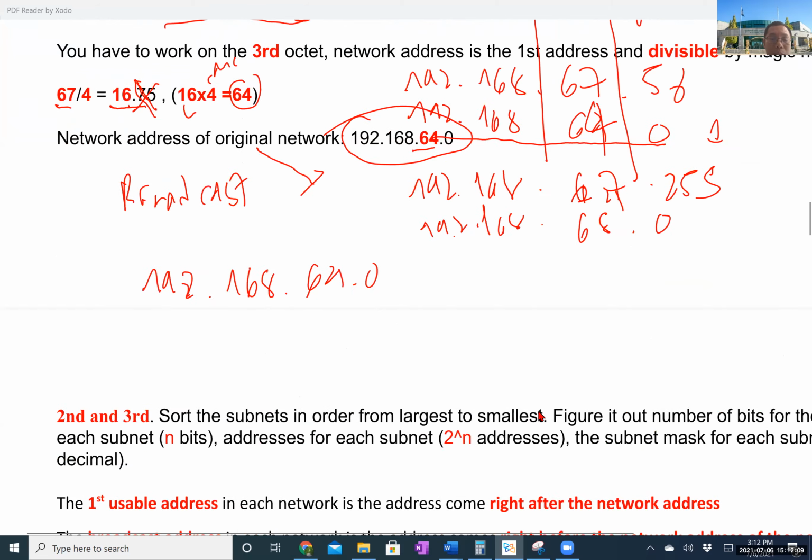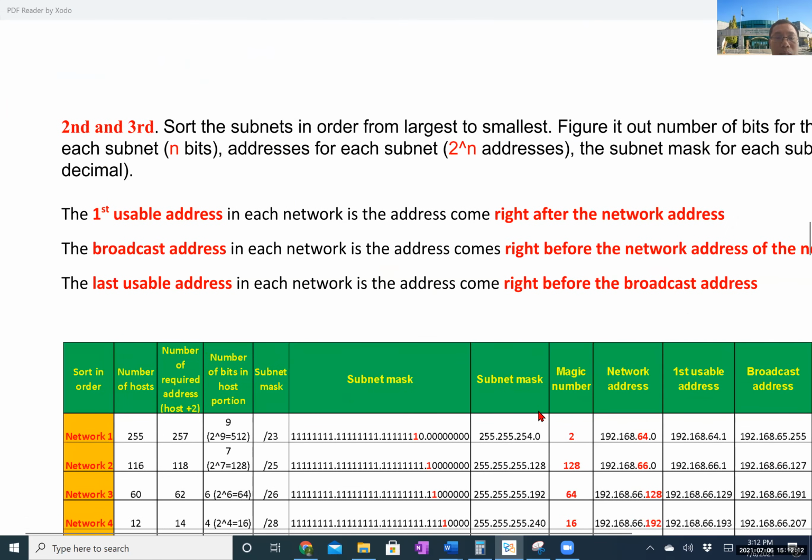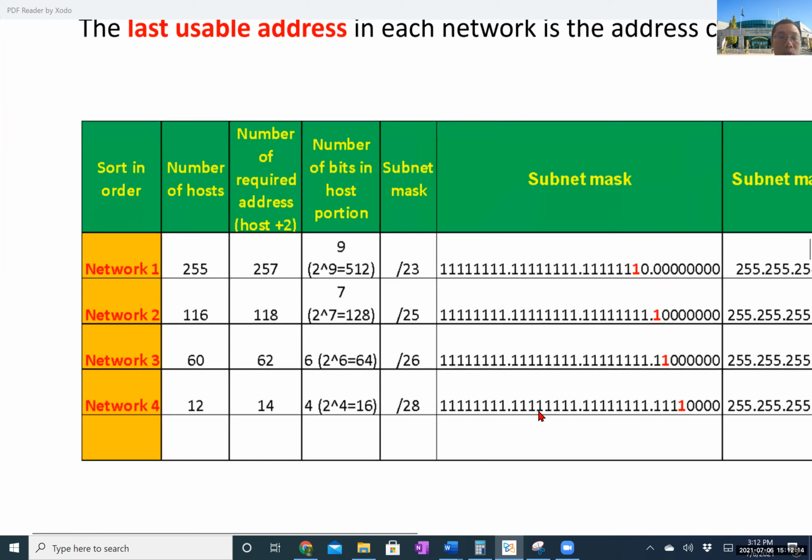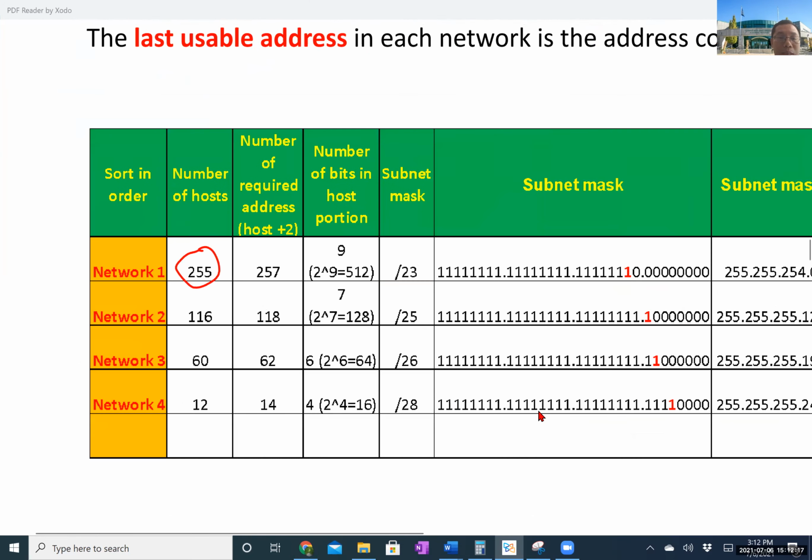So if you look at this one, I sorted it in order here. The first one is the largest one here. The second one, the third one, and the fourth one here. That is the third one. Now, if you want a network to support 255 hosts, you need one more for the network address. You need one more for the broadcast. So in total, you need 257 here. Add 2 here, right? Add 2. This one you have 118, 62, and the 40 here.